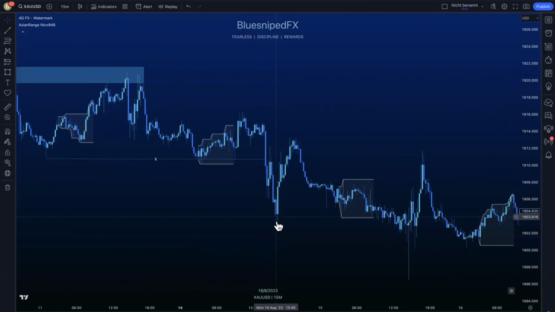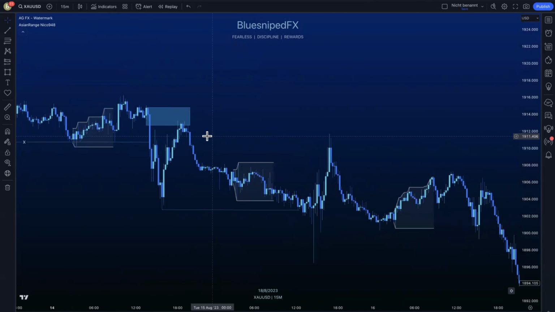So now we're waiting for price to retrace back into our POI, into our supply zone, to then go to the downside. So we would have waited for price to come back, okay, into this region and moving to the downside. So, boom.